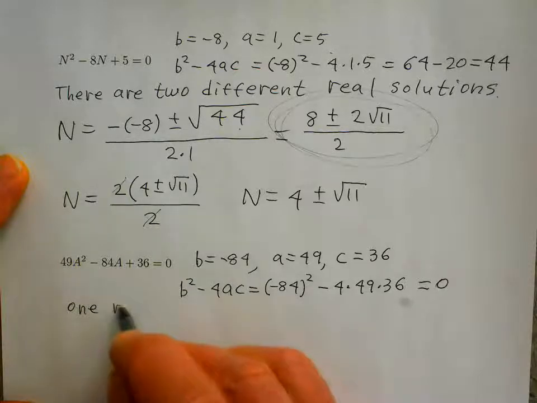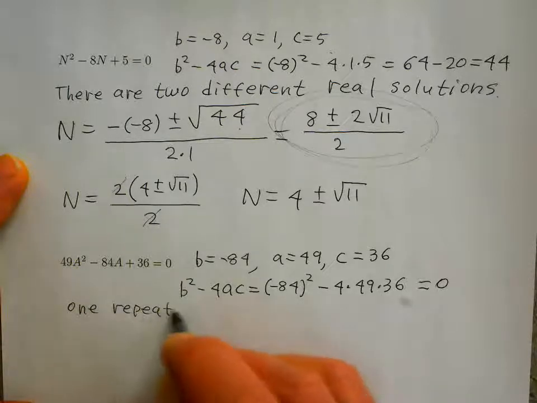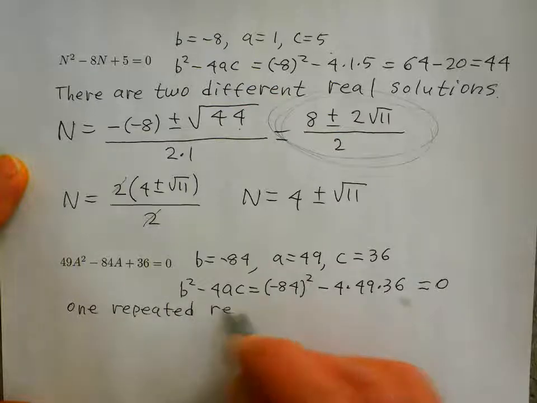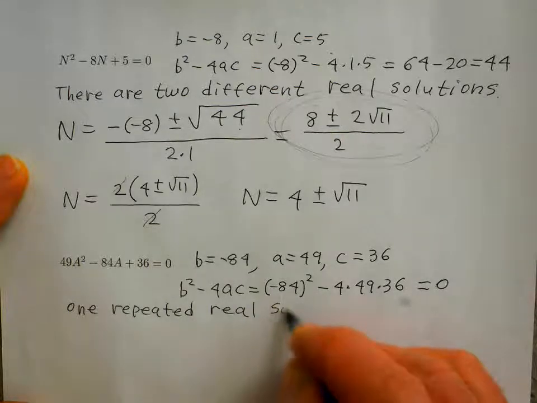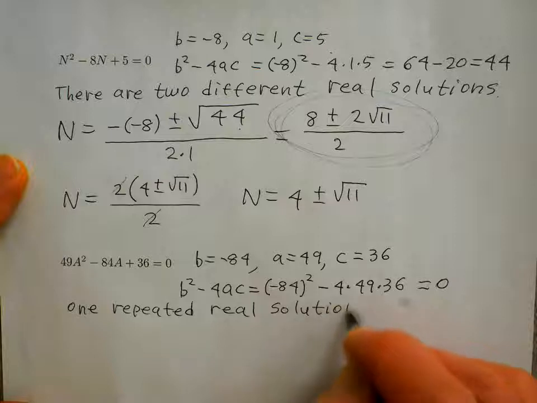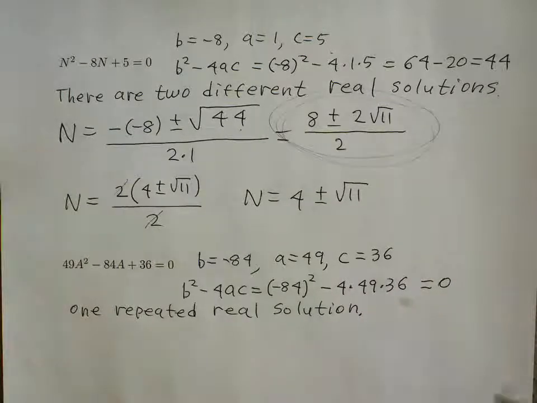One repeated real-valued solution. So this is the number that's inside the square root. The square root of 0 is 0, which is a real number.